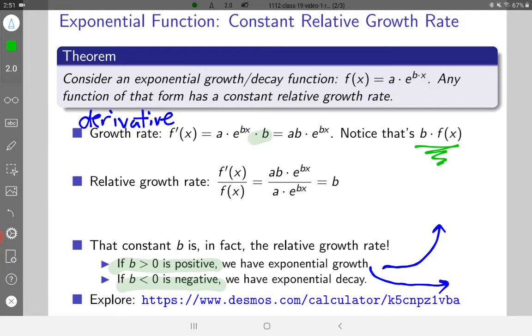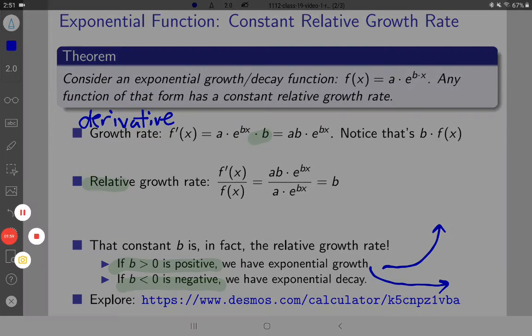And when I have e to the b times x like this, the chain rule pops out that extra multiplying factor of b. So in this case, the growth rate, the derivative of the function, is a multiple of itself, a multiple of the function. It's proportional to itself. So when I say down here relative growth rate, I mean as a proportion compared to the original function.